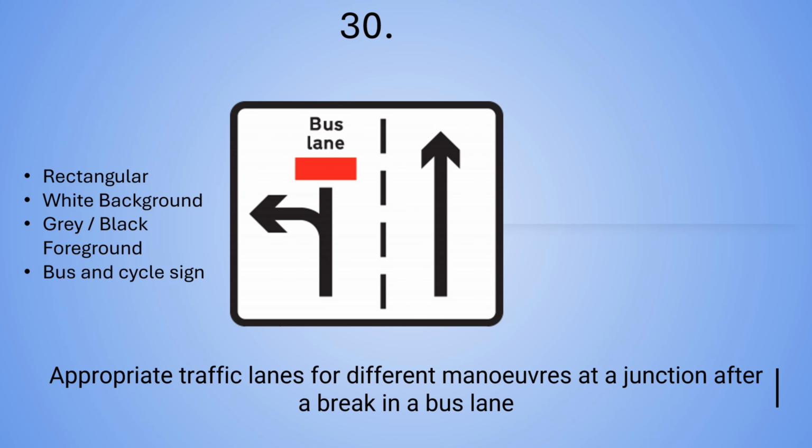Sign number 30. This sign means appropriate traffic lanes for different maneuvers at a junction after a break in a bus lane.